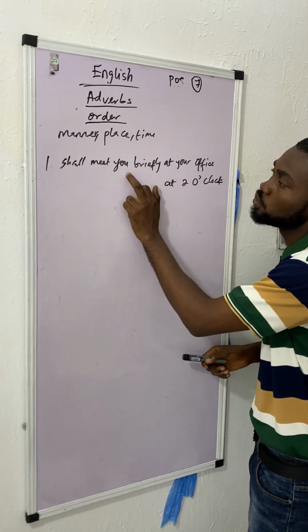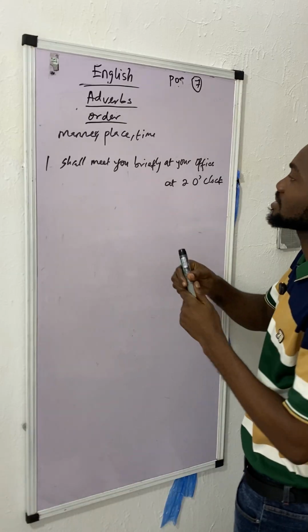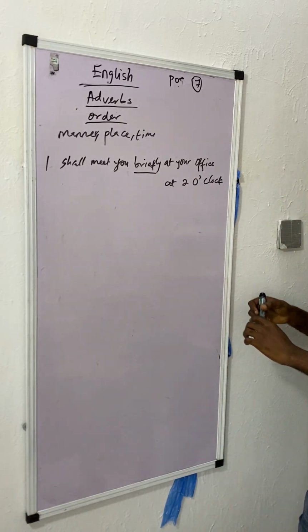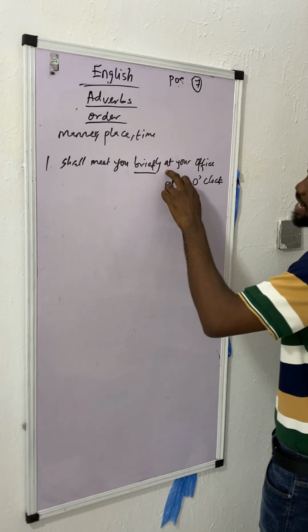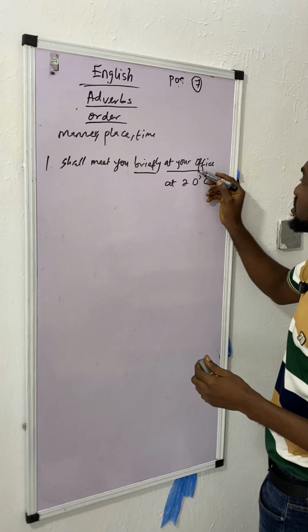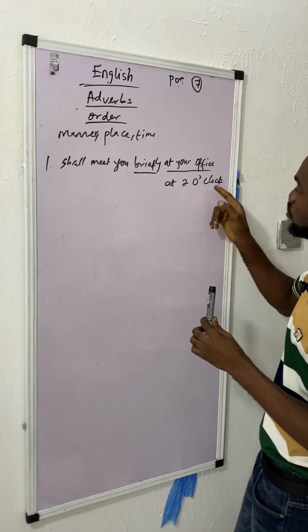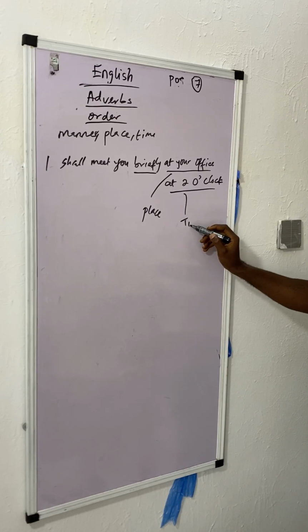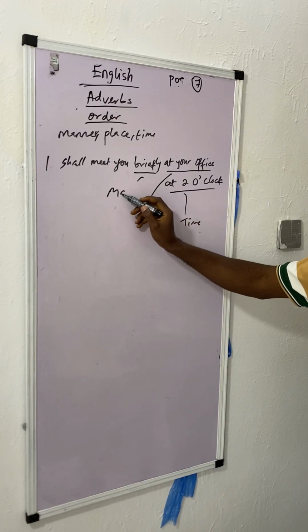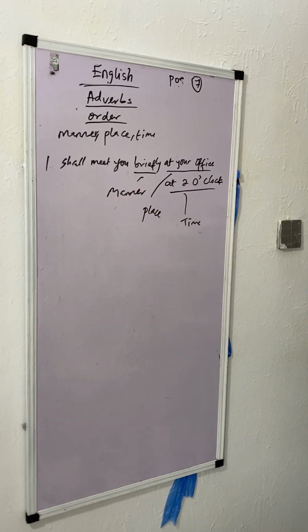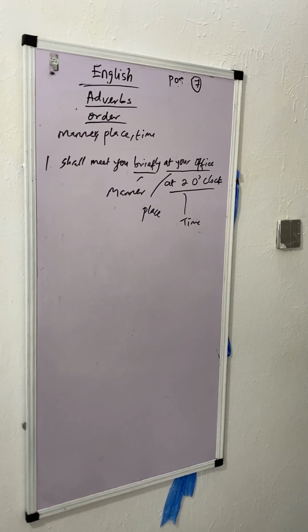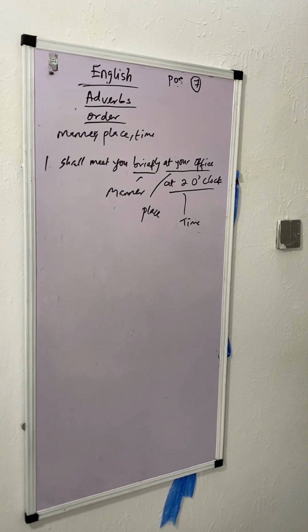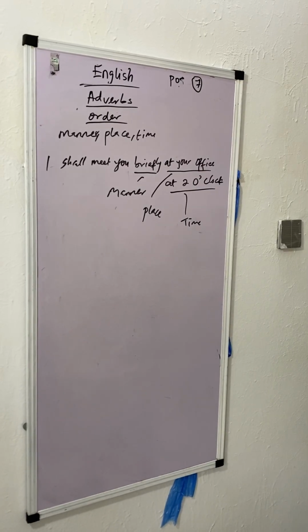I shall meet you briefly. Briefly is manner, right? Briefly is the manner in which he wants to meet the person. Then at your office. At your office is what? Place, right? Then at 2 o'clock. At 2 o'clock is time. Does it follow the order of adverb? Yes, it does. Manner, place, time.